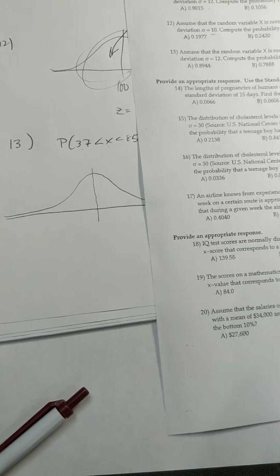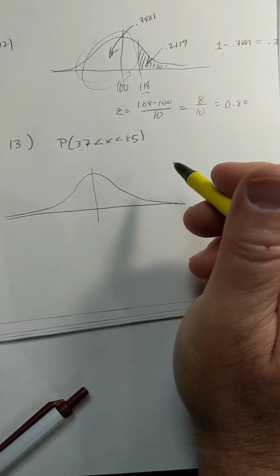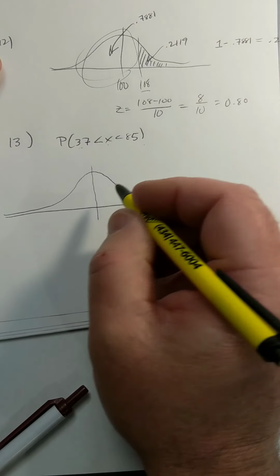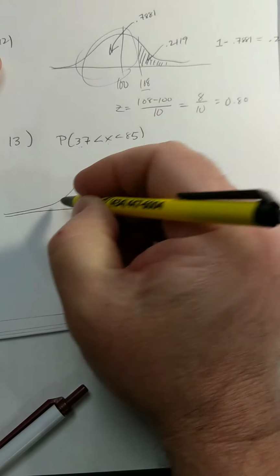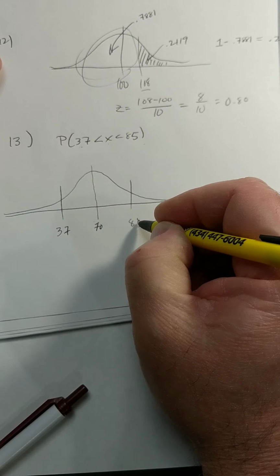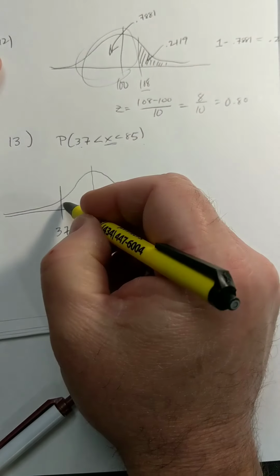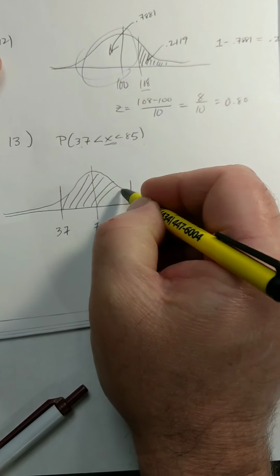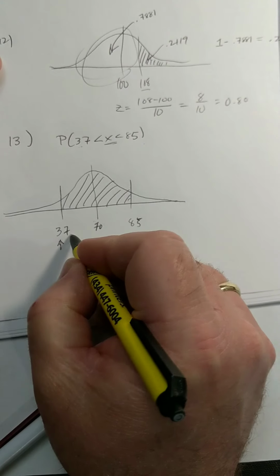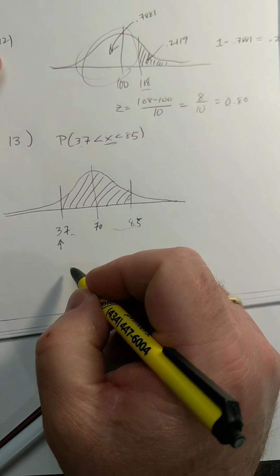Let me give us a little visual reference here. The mean is 70 according to the problem. So 37 is over here somewhere, 85 is over here somewhere, and they want x between those, so it's going to look like that. When we do the z-score for 37, it should be negative because that's below the mean, and then we'll have a positive one over here.